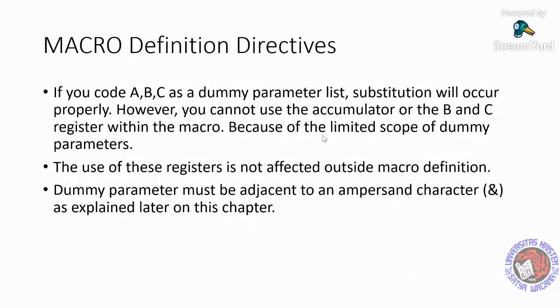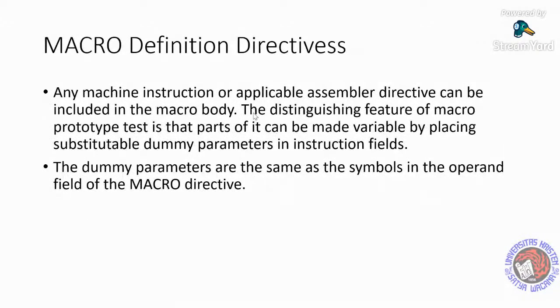For example, if you code ABC as a dummy parameter, the substitution will occur properly. However, you cannot use the accumulator or the B and C registers within the macro because of the limited scope of dummy parameters. The use of these registers is not affected outside the macro definition. So any machine instruction or applicable assembler directive can be included in the macro body. The distinguishing feature of a macro prototype text is that part of it can be made variable by placing substitutable dummy parameters in the instruction field. So the dummy parameters are the same as the symbols in the operand field of the macro directive.